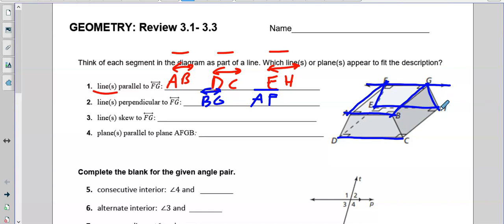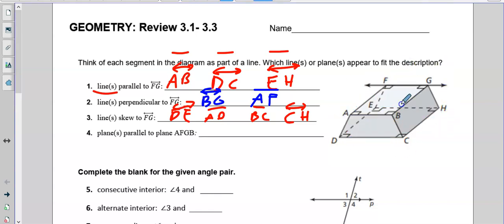Okay? So what is left that is not parallel to FG, but is also not touching FG? And that would be, I'm going to mark them here, CH, BC, AD, and DE. And again, I will accept line or segment on the test for the quiz for these.